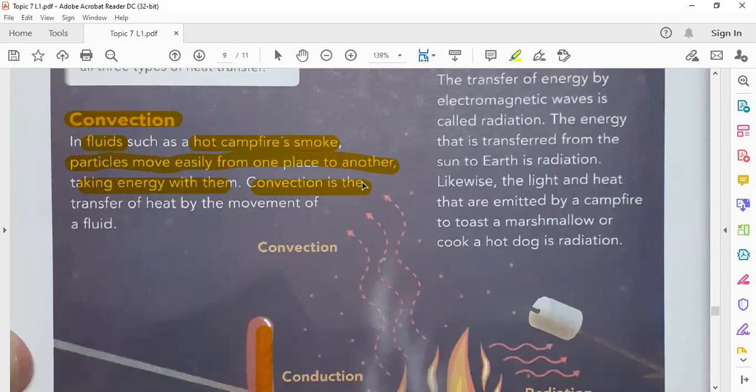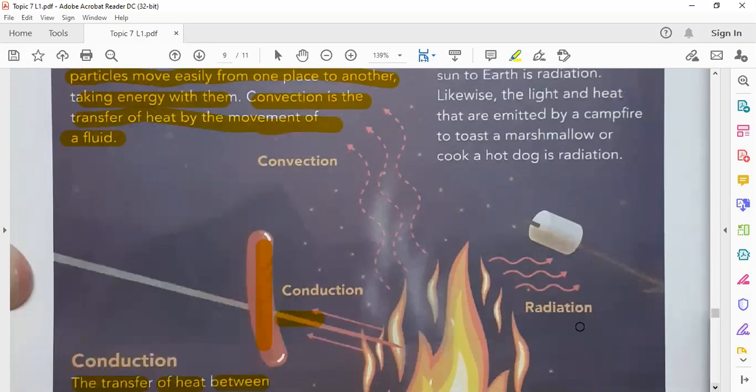This is the definition of convection: transfer of heat, or the movement of heat, by the movement of a fluid. So convection does not happen in solids, only in fluids. I mean by fluids, gases and liquids. Now, the third way, let's see the picture here. As you see, here the smoke or the heat moves from the fire to the air around the campfire by convection. Okay?